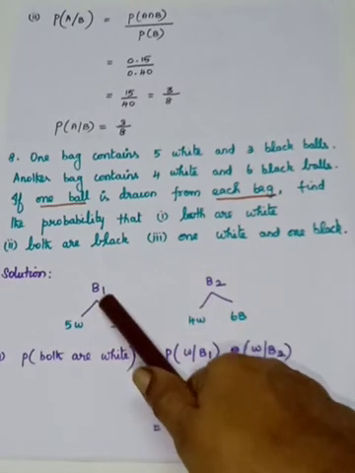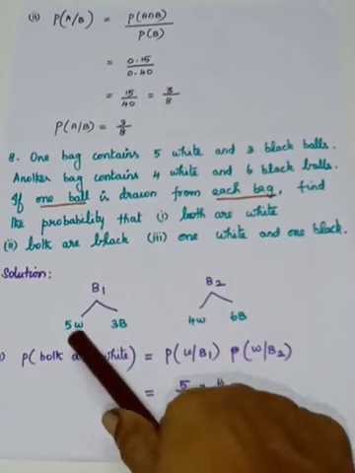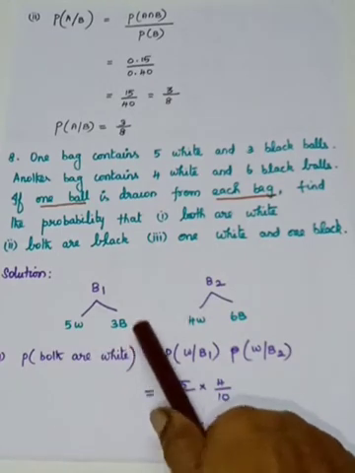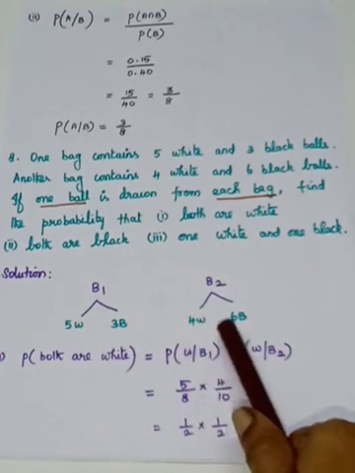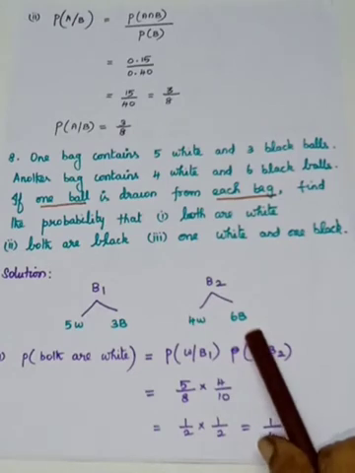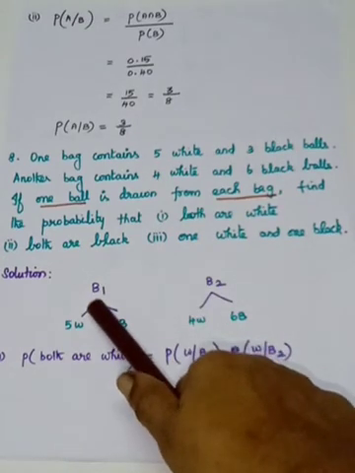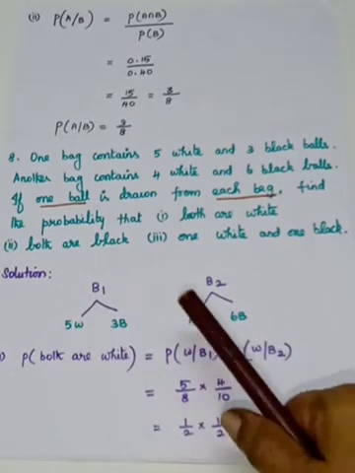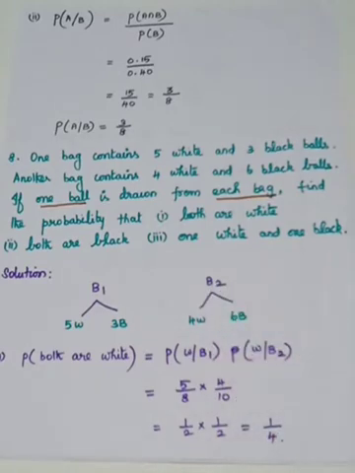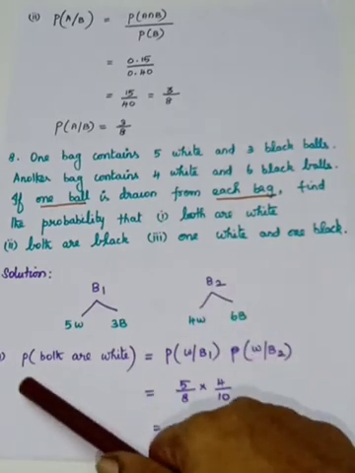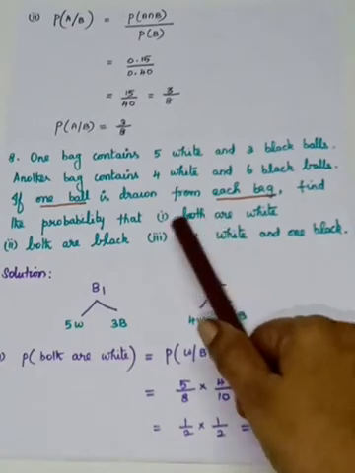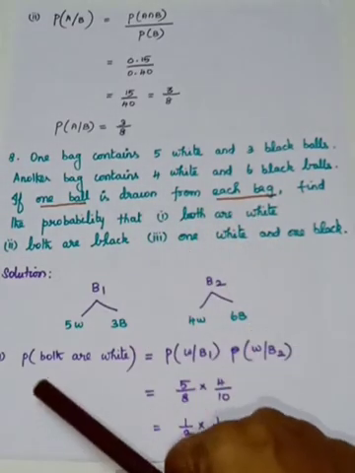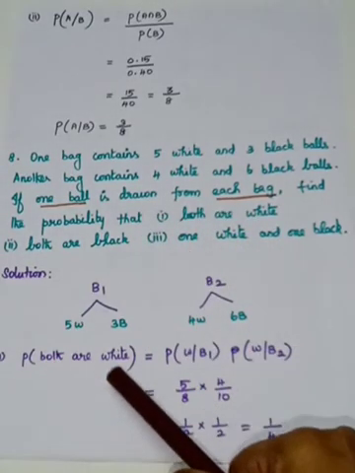Okay, so take bag 1. Here you have 5 white and 3 black balls, and bag 2 has 4 white and 6 black balls. From bag 1 we have to take one ball. From bag 2 we have to take another ball. See, here we are going to find what is asked: the probability that both are white.